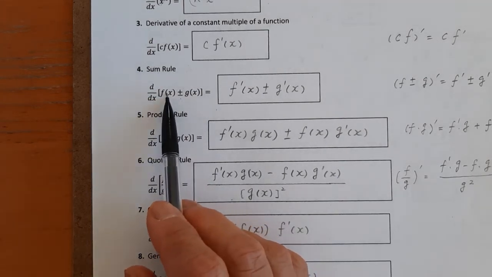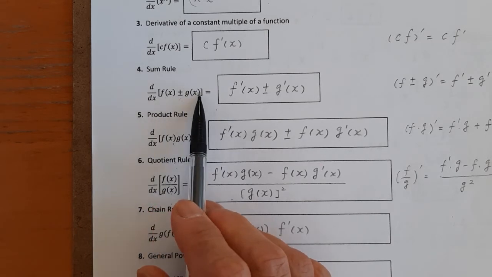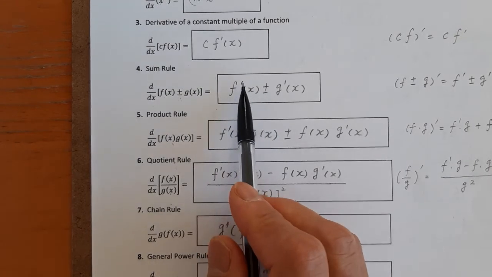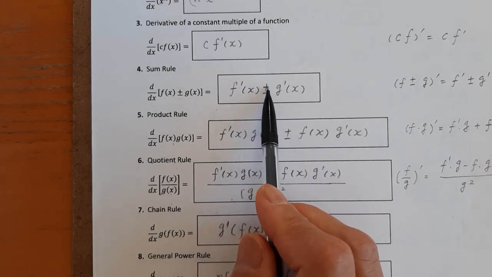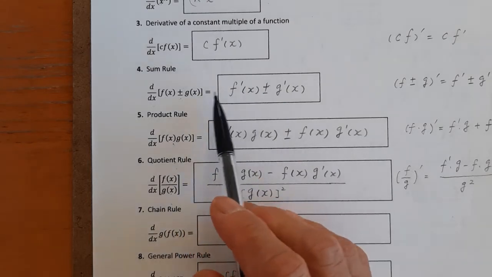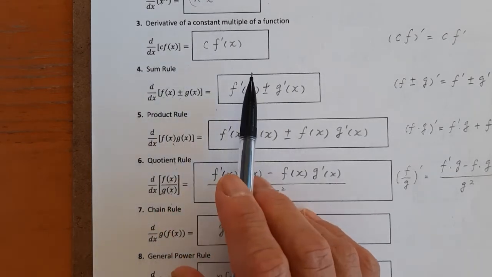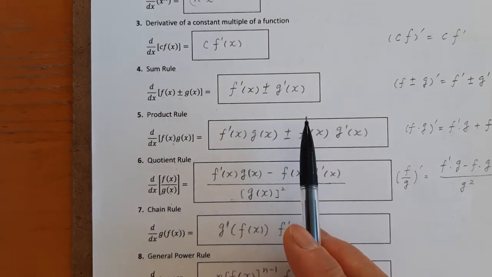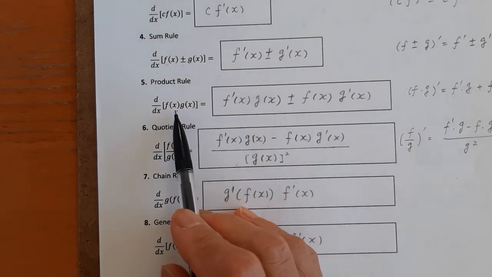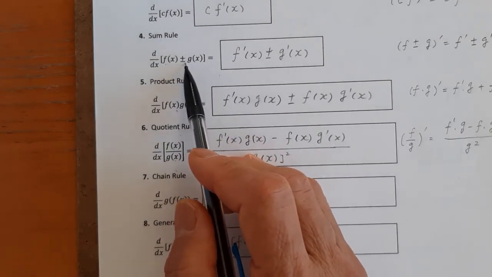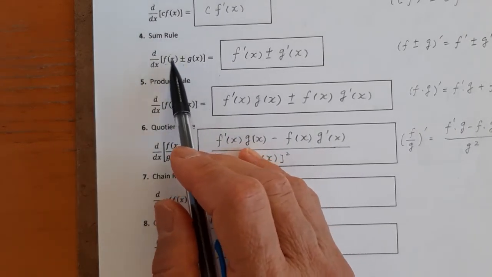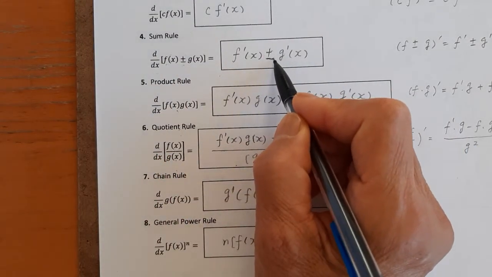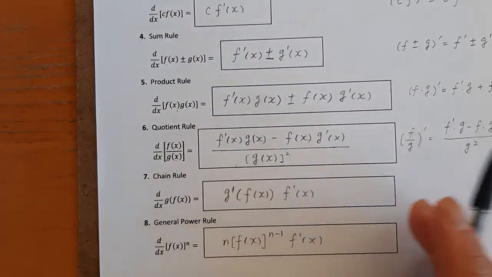The derivative of the sum of two functions f of x and g of x is equal to the sum of the derivatives of each function. And the difference of the two functions, taking the derivative, is equal to the difference of the derivatives of each function.